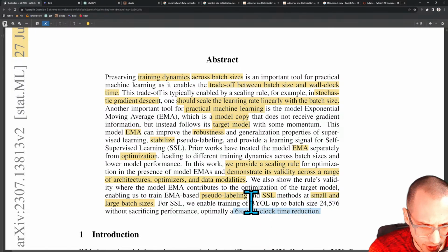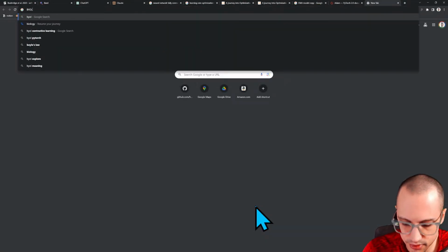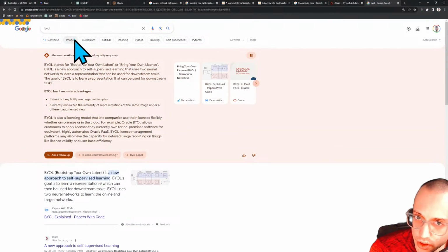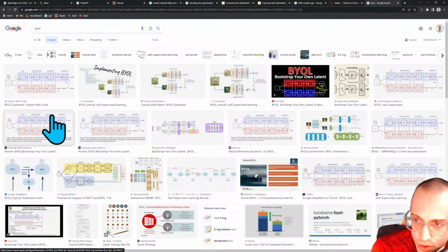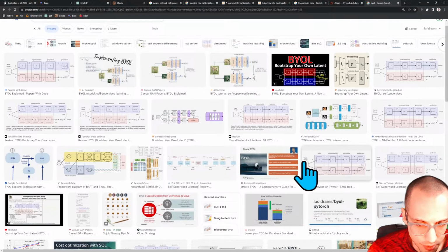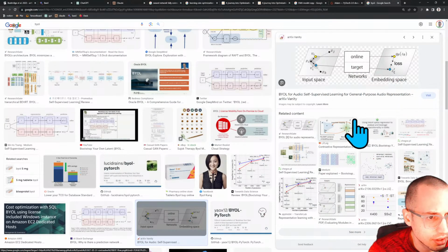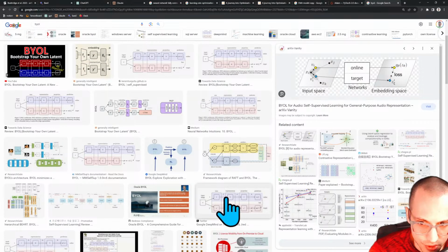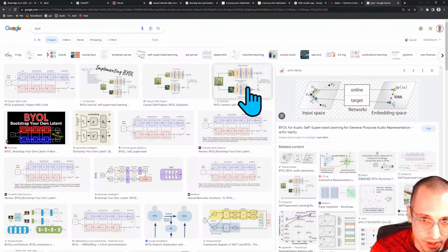So BYOL, I think this is a paper, bootstrap your own latent. Bootstrap your own latent is an older technique at this point, but the idea is that you would use something like an EMA, where you have a target network and then an online network. Here you go. Is this an easier way to do it? You have multiple networks, and you're trying to get all of the networks to produce the same latent. In that way, you build a latent space that has a little bit of agreement.